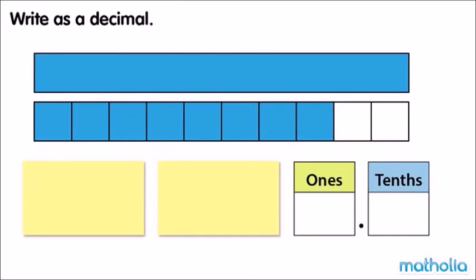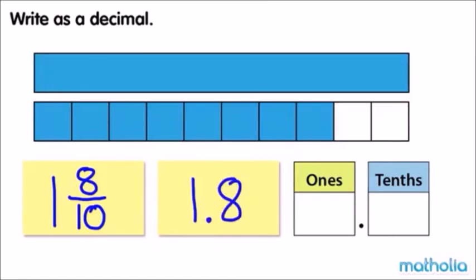Write as a decimal. Here we have one whole and 8/10. 1 and 8/10 are coloured. We can write this as the decimal 1.8. 1.8 has 1 one and 8 tenths.